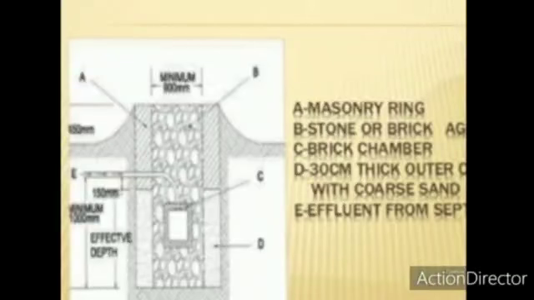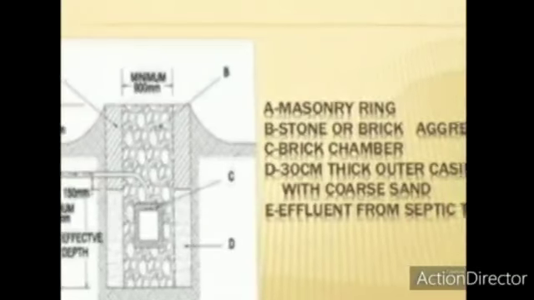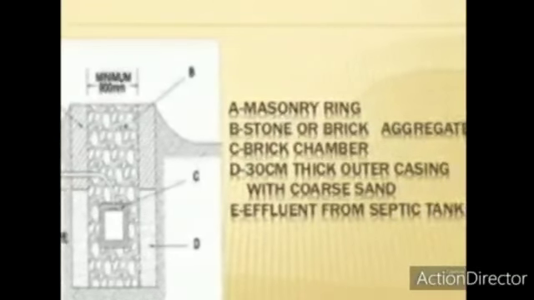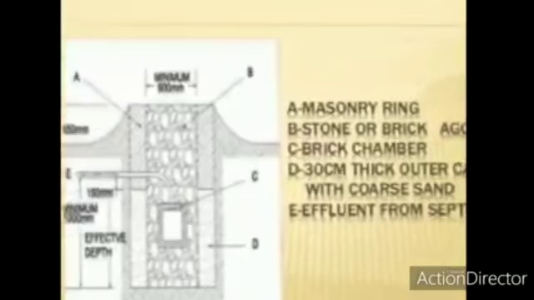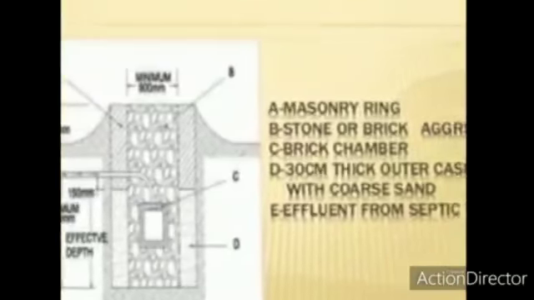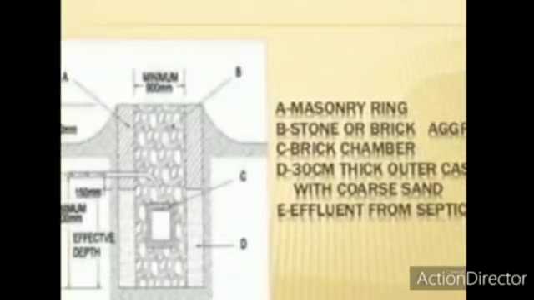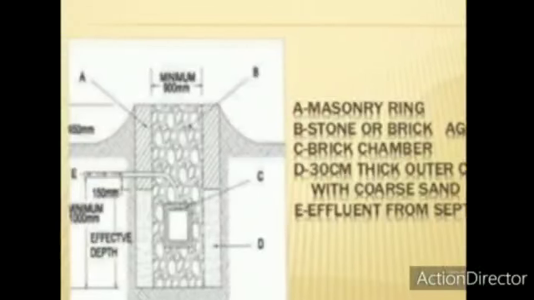D is a 30 centimeter thick outer casing with coarse sand. And E is the effluent pipe which is connected to septic tank, which allows effluent to collect into the brick chamber, which should be at a minimum height of 1000 mm, that is more than 3 feet. And even the opening of the septic tank should be minimum 3 feet or greater than 3 feet.